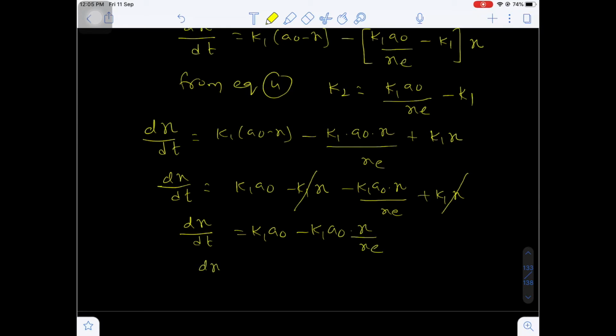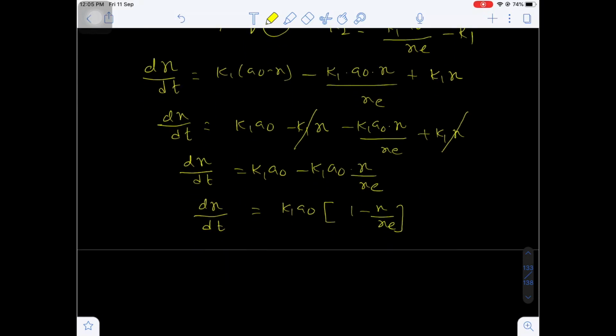From here dx by dt is equal to, taking k1 a naught common, k1 a naught into 1 minus x by xe. Are you getting my point? After that again dx by dt will be equal to, the LCM will be xe, so k1 into a naught divided by xe into xe minus x. Are you getting my point?